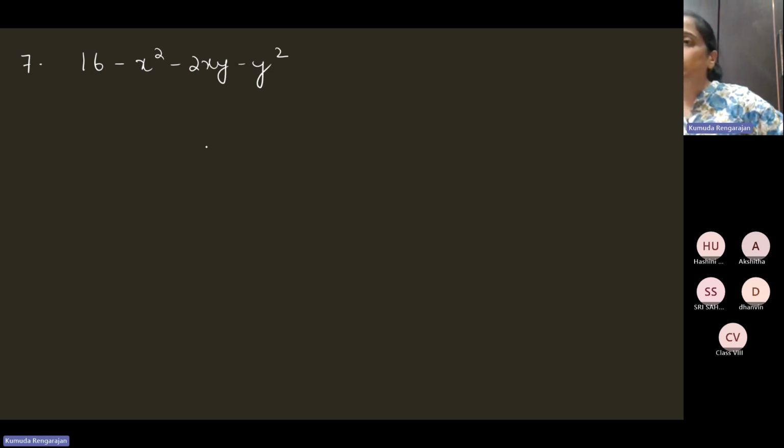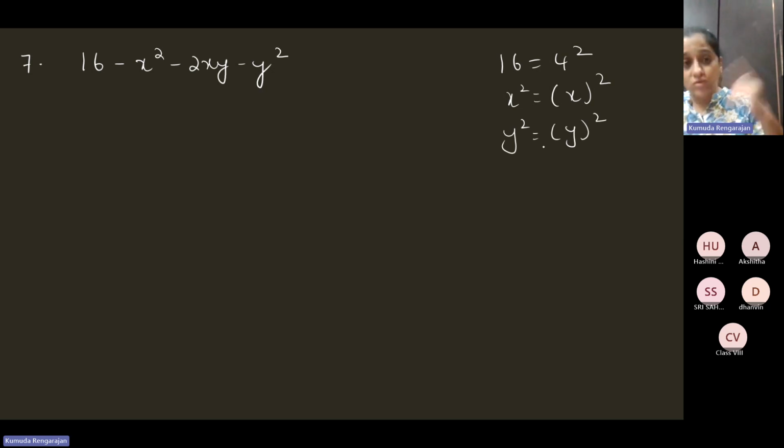So here also we have 4 terms, of which 3 are perfect squares. 16 is 4 squared. Ignore the sign for now. Don't take minus x square, just take x square. X square is x the whole square and y square is y the whole square. So that fourth term is 2xy. It has x and y. So this should be taken with x square and y square.